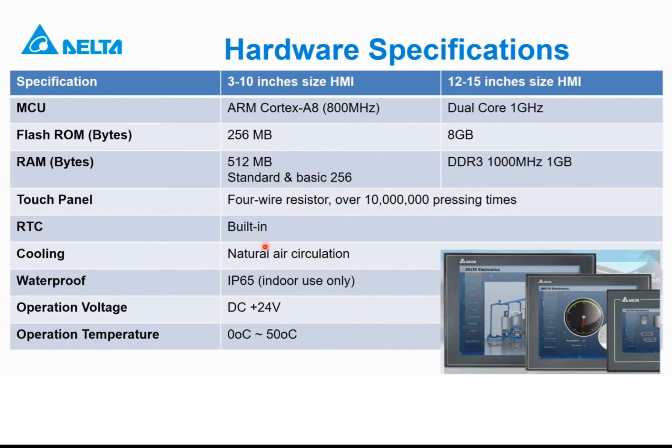There's also a real-time clock built into this HMI, in both of them. The cooling is air cooling. The waterproof level is IP65, so you can use this indoors. You cannot use it outside under the rain. The power supply is 24 volts. And you can operate from 0 degrees Celsius up to 50 degrees Celsius.